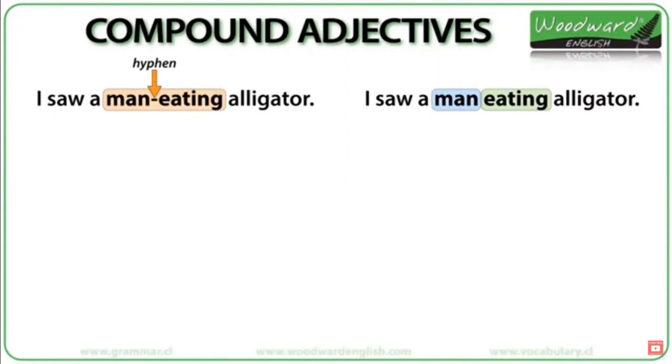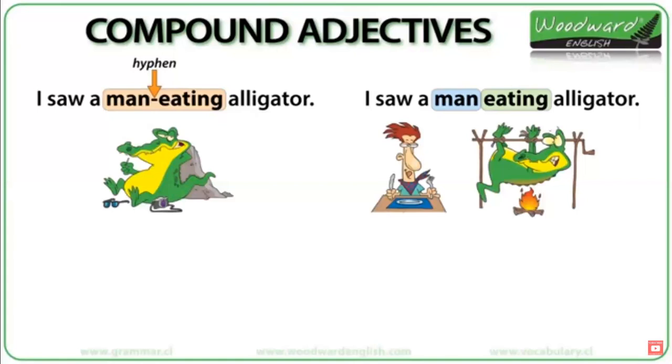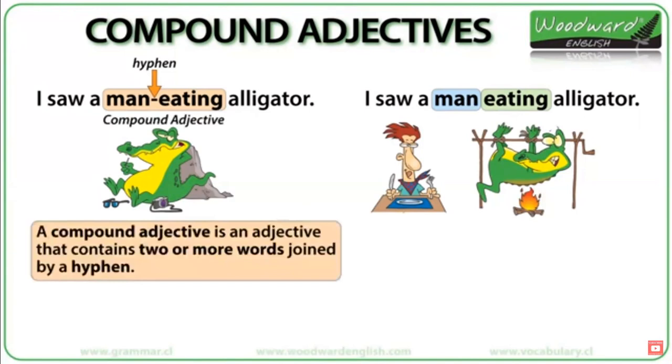Let's use some cartoons to show this. The first sentence contains a compound adjective, man-eating. A compound adjective is an adjective that contains two or more words joined by a hyphen. In this case, we are joining the words man and eating to create the compound adjective. This compound adjective describes the alligator as one that eats men or people in general.